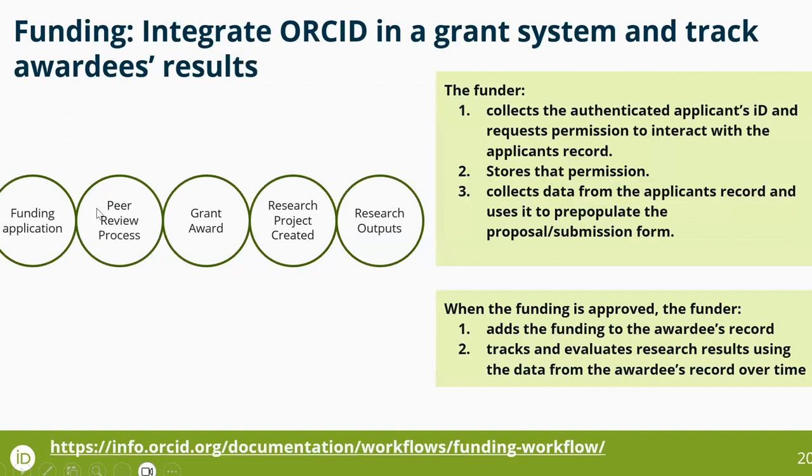Again, a very quick introduction. The funding workflow goes from funding application, which sometimes goes with a peer review process, to grant award, research project created, and then research outputs associated with the funding. For funders, we always encourage starting to provide ORCID as a single sign-on mechanism for applicants to sign in to the funding workflow, and funders then collect data from the applicant's record and use it to populate the proposal submission form. And when the funding is approved, the funder can add the funding information to the researcher's or awardee's record, and then track and evaluate different research results using the data over time.